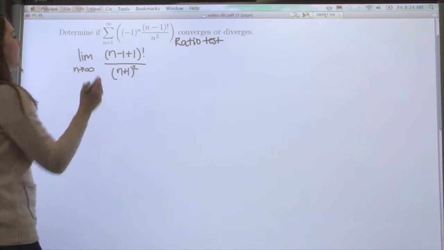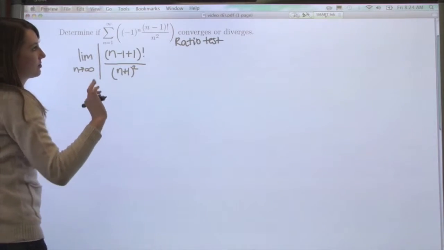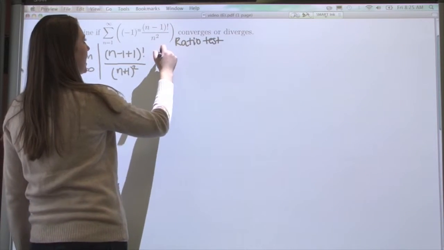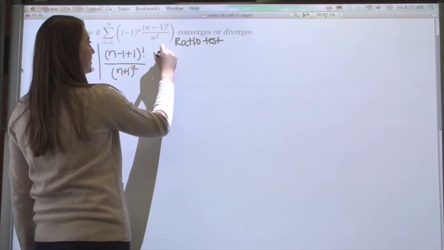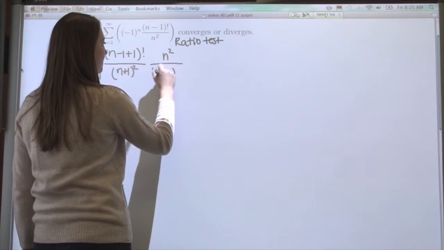n plus 1 squared. Okay, so instead of just having this massive division, I'll just multiply by the reciprocal. So then I'm going to have just normal a sub n. So that's n squared divided by n minus 1 factorial.